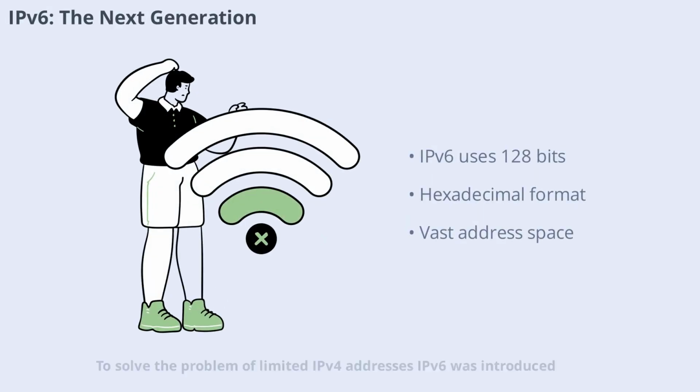To solve the problem of limited IPv4 addresses, IPv6 was introduced. IPv6 uses a 128-bit address format, allowing for an almost unimaginable number of unique addresses, enough for every device on Earth and then some. IPv6 addresses look very different from IPv4, using hexadecimal numbers separated by colons, like 2001:0DB8:85A3:0000:0000:8A2E:0370:7334. This new format not only expands the address pool but also brings improvements in security and efficiency.